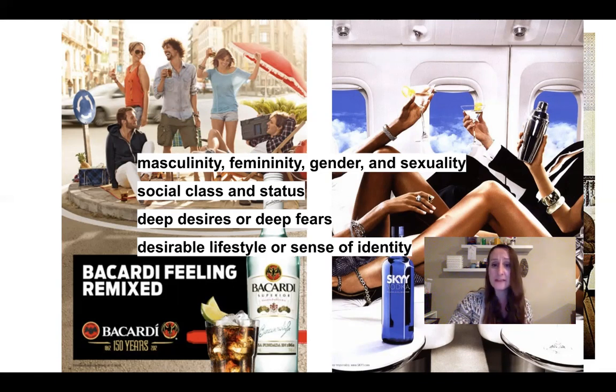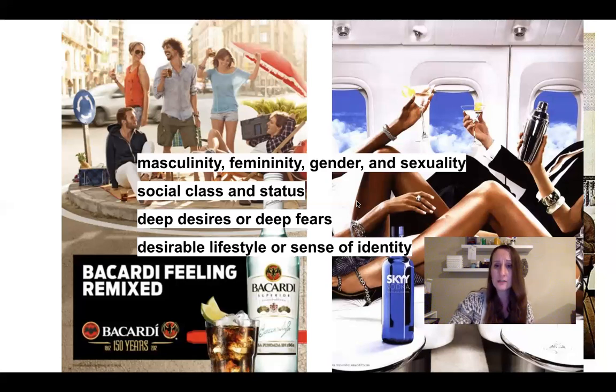Here we have a very different situation. We've got body parts, so we don't even have faces. So there's a message about sexuality. They appear to be on a plane, but not scrunched in on a plane, right? They're having a different type of experience. They've got a different type of cocktail going on. So it's a totally different message about social desires, desirable lifestyle, sense of identity, sense of belonging, sexuality. It's all here in these.